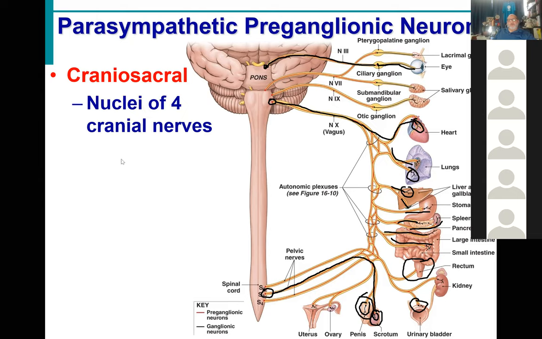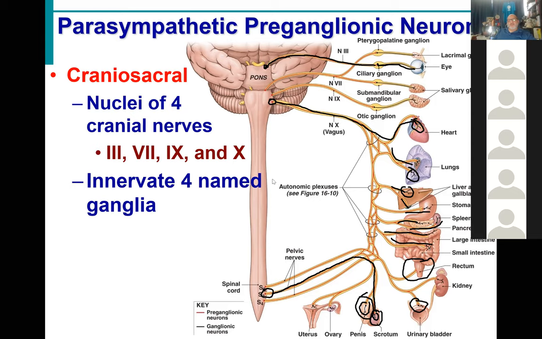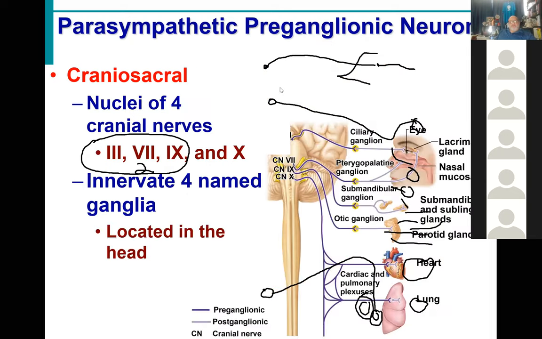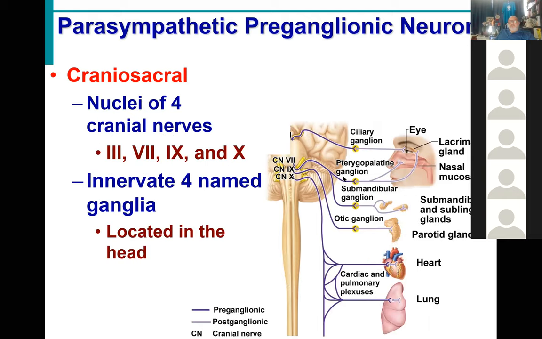All right. For cranial nerves: oculomotor, facial, glossopharyngeal, vagus. Four named ganglia. Although, like I said, that is a teeny bit tricky because the four named ganglia only go with the first three cranial nerves, because remember, seven gets two. Some of seven's axons go to the pterygopalatine. Some of it go to the submandibular. And I made a mess of this.